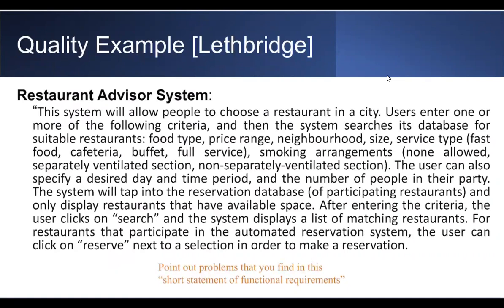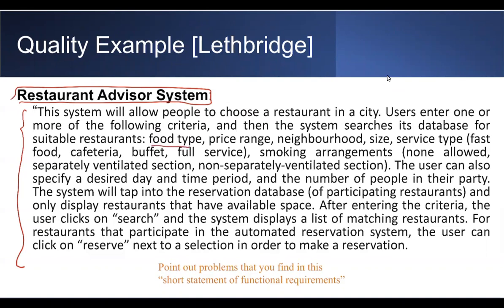Let's look at this example to illustrate the idea of good quality requirements versus bad quality or low quality requirements. Let's assume we have a restaurant advisor system, and in the requirements document we have all of these sentences. It states that this system will allow people to choose a restaurant in a city. Users will enter one or more of the following criteria, and then the system will search the database for a suitable restaurant. What are those criteria?